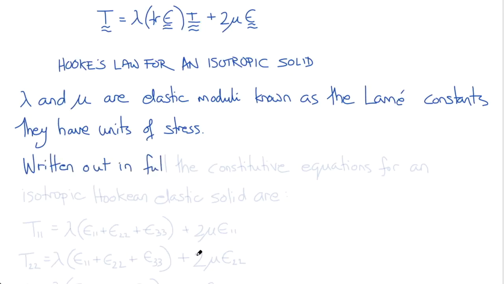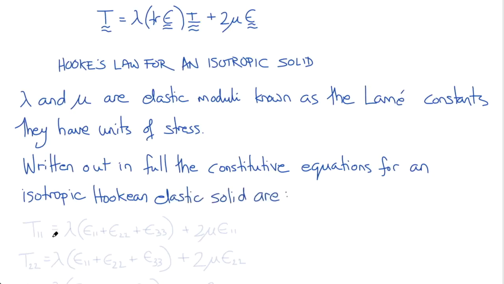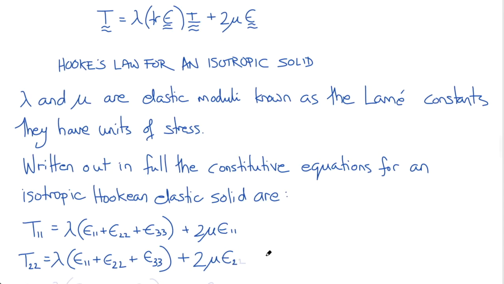Writing the constitutive law out now in full, for the isotropic Hookean elastic solid, we get the following. T11 is equal to lambda times (epsilon 11 plus epsilon 22 plus epsilon 33). So that's the trace of E. T22 equals lambda times (epsilon 11 plus epsilon 22 plus epsilon 33) plus 2 mu epsilon 22.